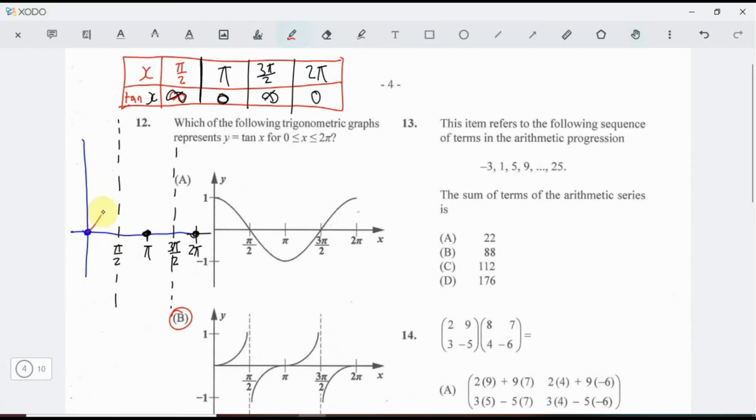So this is our tan graph going like this, going up, and like this. That's our tan graph. Nice.